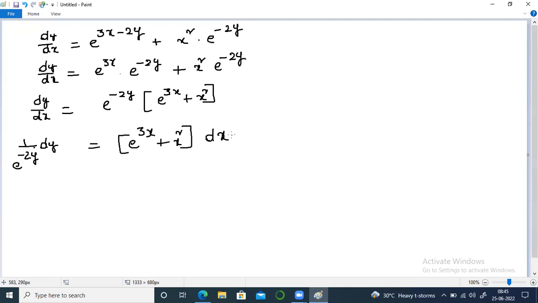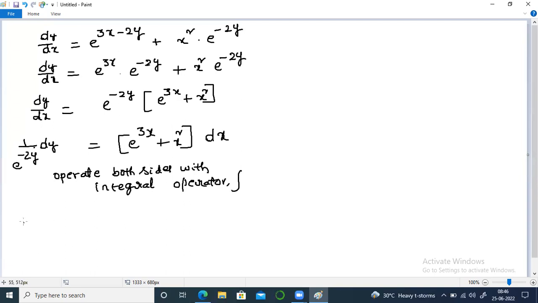So now operate with the integration operator on both sides. Operate both sides with the integral operator, this one. So both sides I'm operating: 1 over e power minus 2y dy is equal to, I'm operating with integration, e power 3x plus x square whole dx.